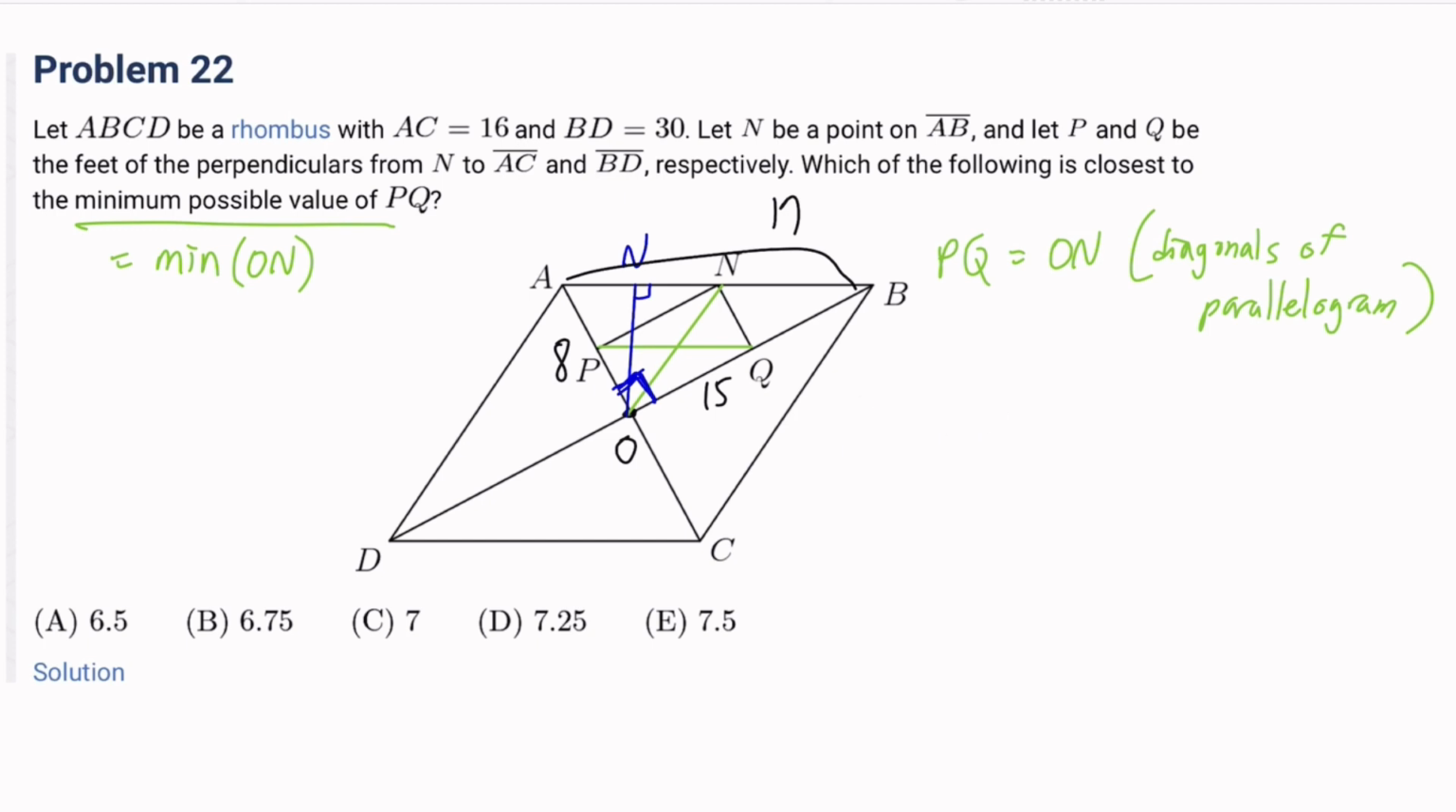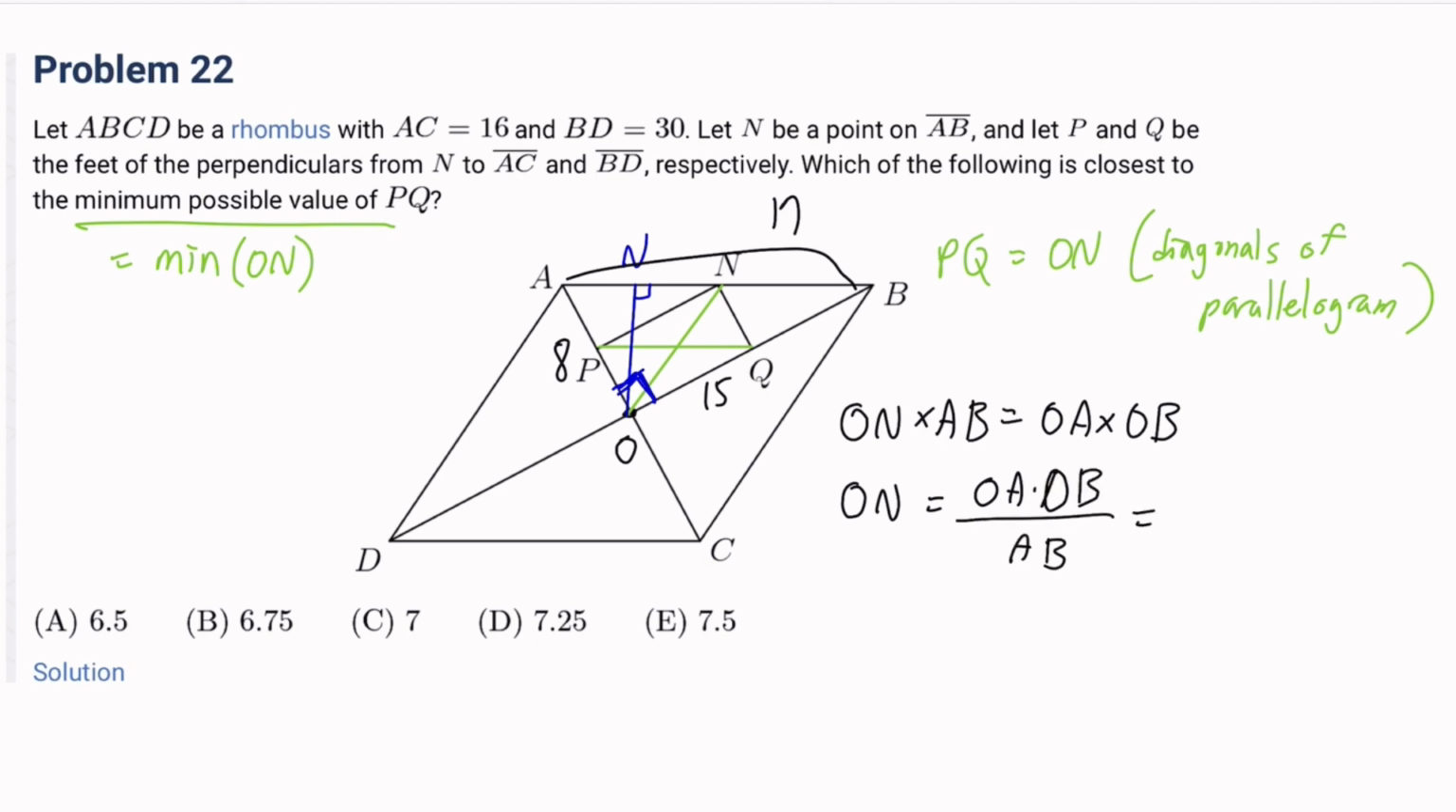And now since we know OA, OB, and AB values, we can use the property that the area times 2 equals OA times OB, which is also AB times ON, right? So these two values multiplied equals these two values multiplied. So if we do that, then we get ON times AB equals OA times OB, right? So ON equals OA times OB over AB.